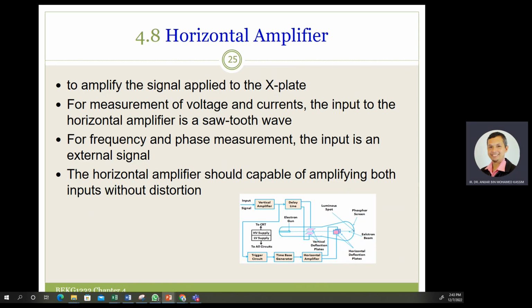Okay, so now we are going for the horizontal amplifier, which amplifies the signal applied to the X plate, the horizontal deflection. The horizontal amplifier is given the voltage in order to amplify the signal, either going left or right on the X plate. For measurement of voltage and currents, the input to the horizontal amplifier is a sawtooth wave. For frequency and phase measurement, the input is an external signal, where the horizontal amplifier should be capable of amplifying both inputs without distortion.